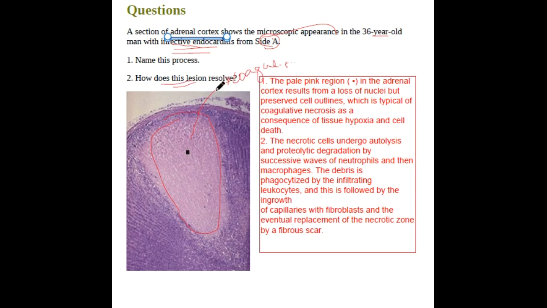And how does this lesion resolve? The whole necrotic cells undergo autolysis and degradation, and these are phagocytosed by the macrophages, and finally this will form a fibrous scar.